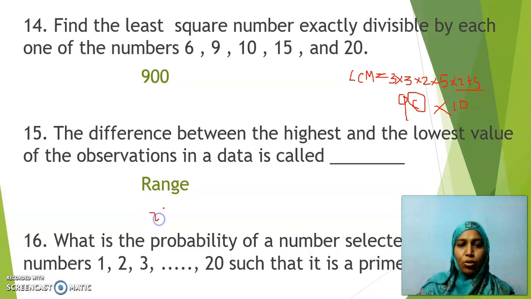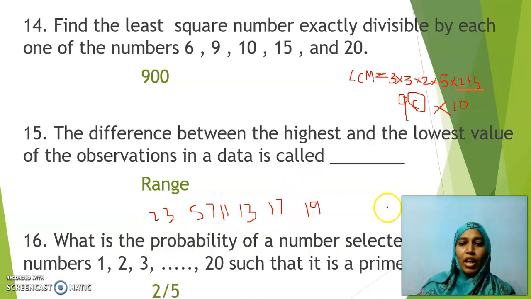Start counting. 2, 3, 5, 7. Is 9 a prime number? No. Then 11. Then 13. Is 15 a prime number? No. 17. 19. So how many numbers are there? 1, 2, 3, 4, 5, 6, 7, 8. So 8 by 20 will be the probability.